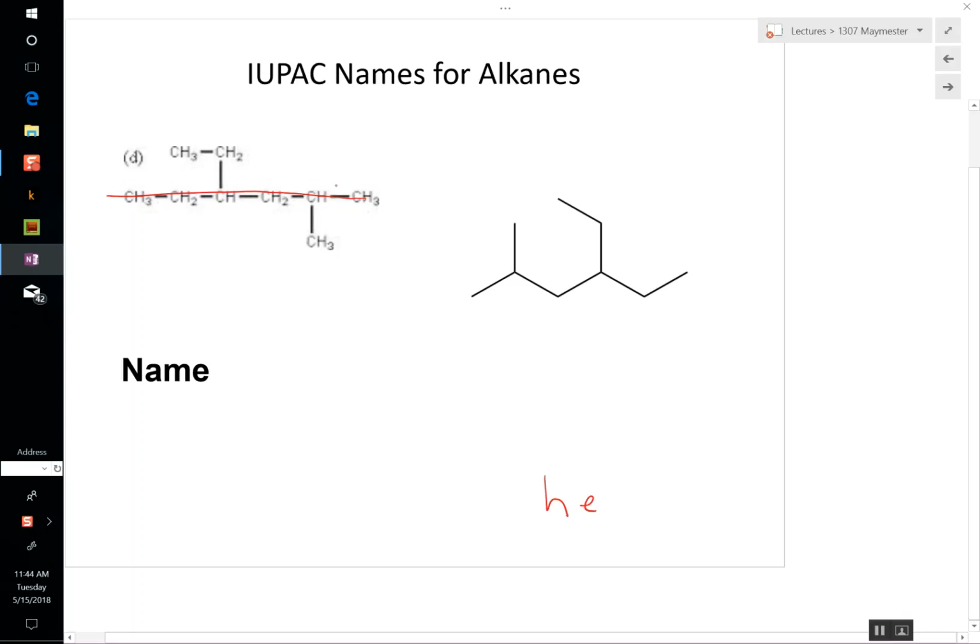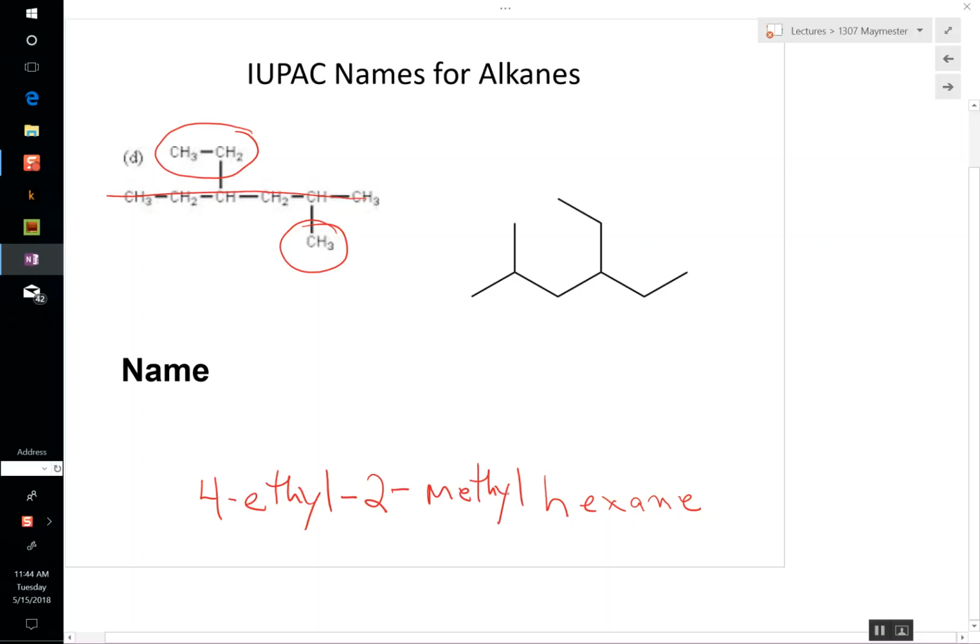So the longest chain is 6 carbons, so the parent name is hexane. And that leaves out this thing and this thing. And that is an ethyl. So the ethyl is on what carbon? 4. Ethyl dash. The methyl is on what carbon? 2 dash methyl hexane.